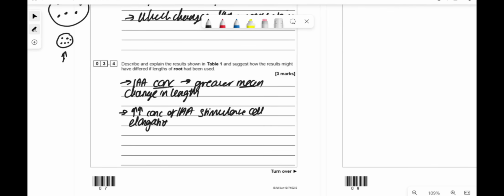This is what it does. Not more cells or increasing length or whatever. IAA stimulates cell elongation in shoots. However, in roots it's different. In roots, it inhibits cell elongation or growth. So in roots, growth is inhibited with high IAA concentration.